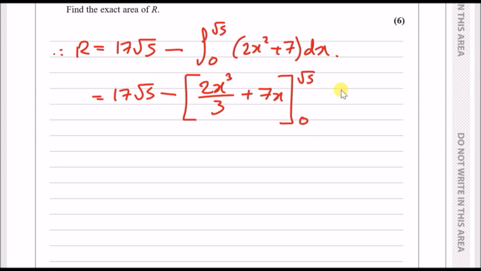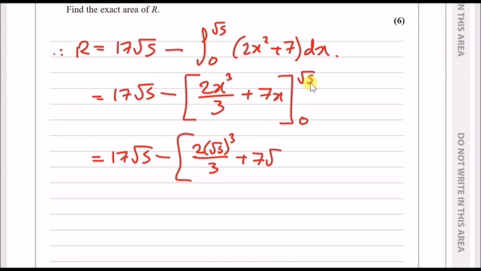So it looks something like this. We're now going to have 17 root 5 minus, so first we use the root 5, we're going to have 2 bracket root 5 cubed over 3 plus 7 root 5, okay? And then we're now going to minus it when x is 0. Well, when x is 0, they're both 0. So in fact, we don't even need to write that. We can just delete all this.